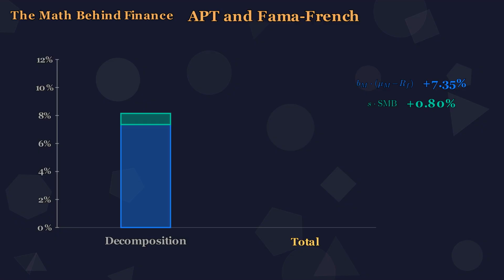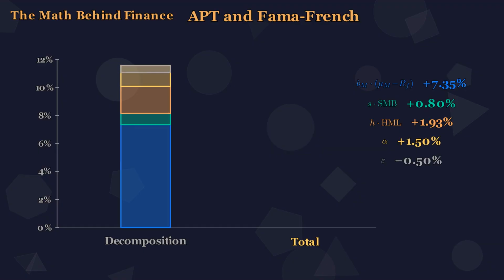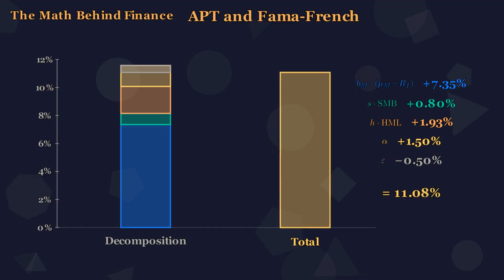A loading of 0.4 times 2%, 0.8. Next, the value factor, high book to market minus low, 0.55 times 3.5, nearly 2. Add an alpha, the part the model cannot explain, and a residual, noise around 0, total, 11%. CAPM alone predicted 7. The other 4% lived in dimensions CAPM never asked about.